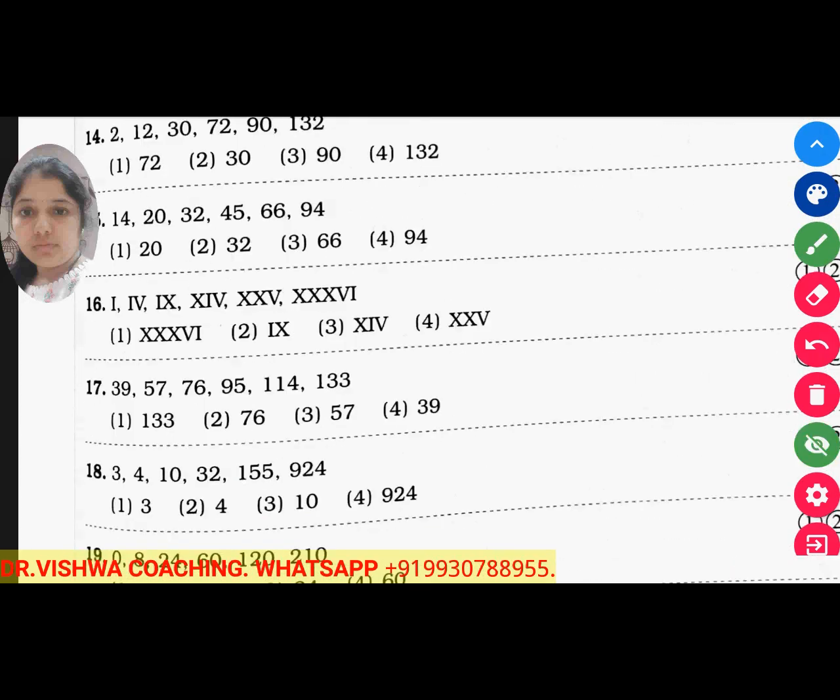Okay. Now I thought you will solve the rest of the sums. I will take the Roman number sum. Now this is 1, this is 4, this is 9, then this is 14, then after 14 this is 25, and this is 36. So look carefully. 1 is the square of 1, 4 is the square of 2, 9 is the square of 3. So here should be the square of 4, which is 16, not 14. So this is the odd term here. Okay.